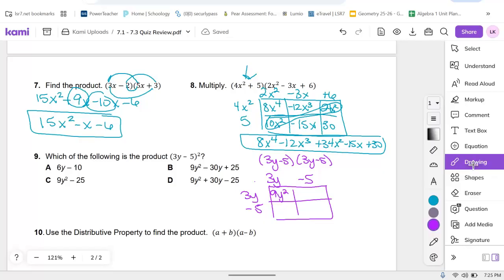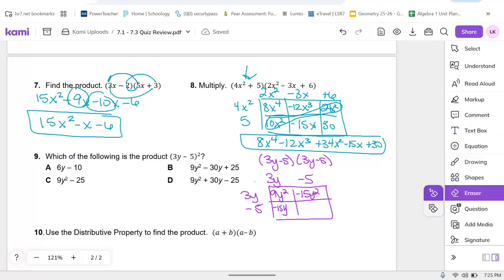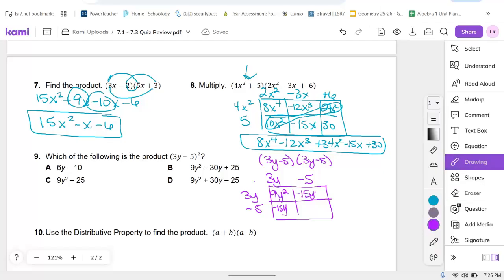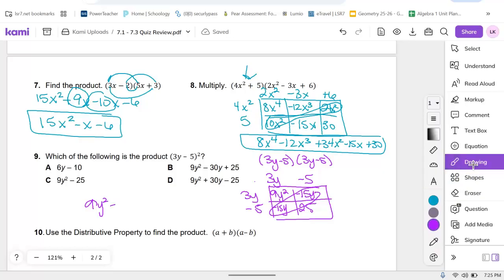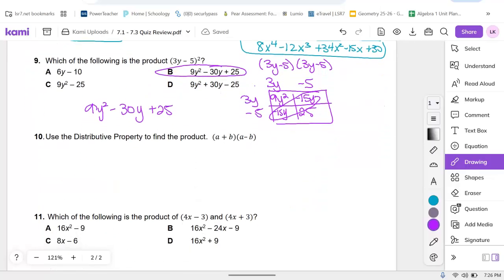3y times negative 5 is negative 15y. Negative 5 times 3y is negative 15y. I'm sorry, I added the square, but it should have just been y because there's only one y. And then negative 5 times negative 5 is positive 25. Combine like terms, I have 9y squared minus 30y plus 25. So B.